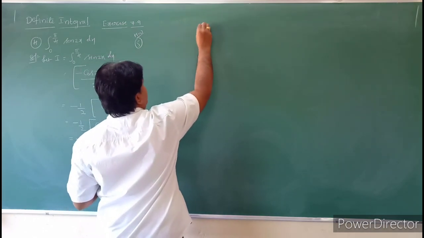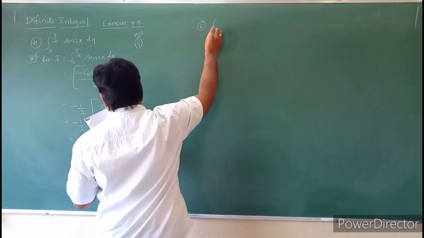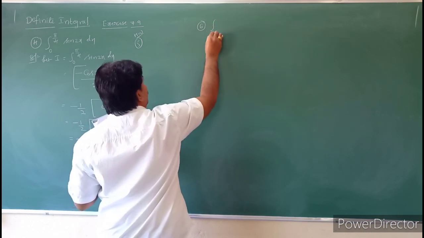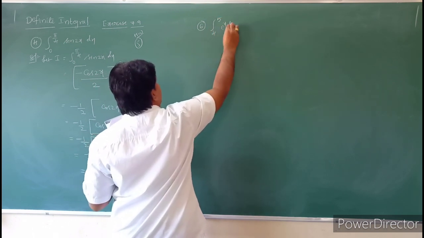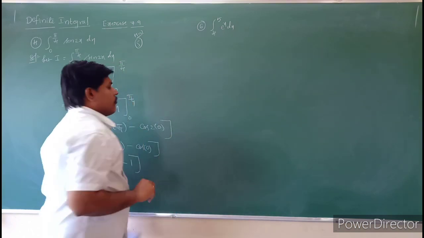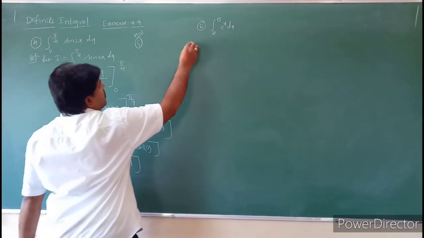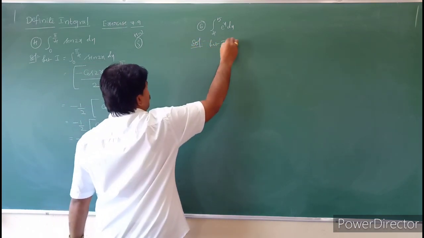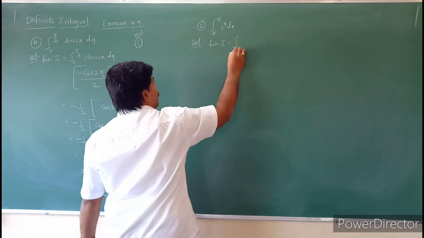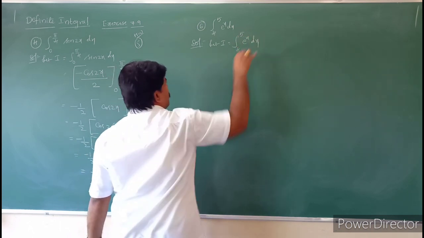So see the question number 6. Integral of 4 to 5 e power x into dx. So simple question is this. So take that one. Let I is equal to integral of 4 to 5 e power x into dx.